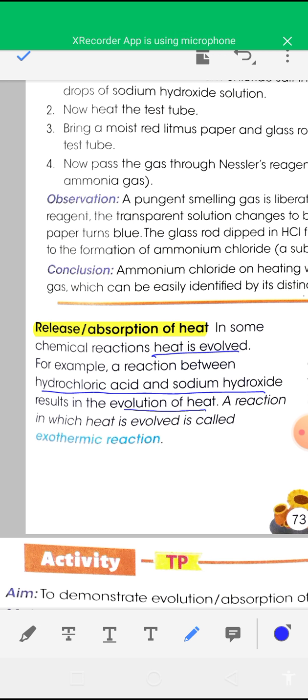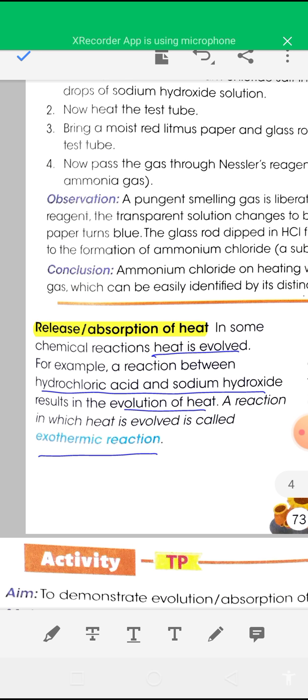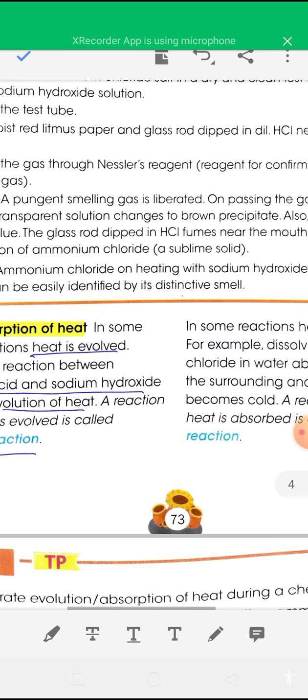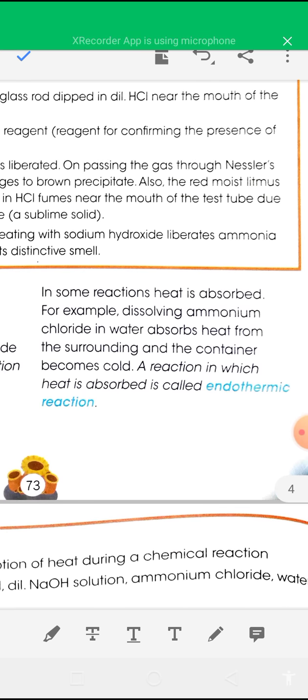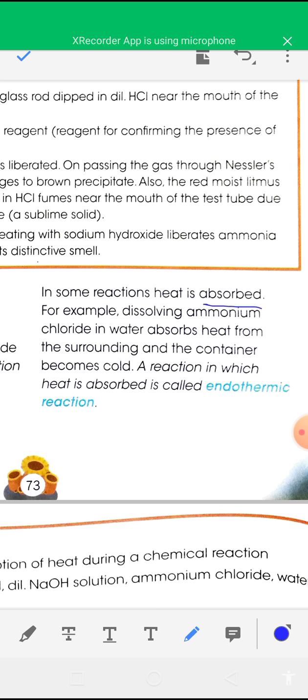So it is an exothermic reaction because heat is evolved in this reaction between sodium hydroxide and hydrochloric acid. And in some chemical reactions, heat is absorbed, and these reactions are known as endothermic reactions, reactions in which heat is absorbed. For example, dissolving ammonium chloride in water absorbs heat from the surroundings of the container and it becomes cold. So this is an endothermic reaction because heat is absorbed when ammonium chloride dissolves in water.